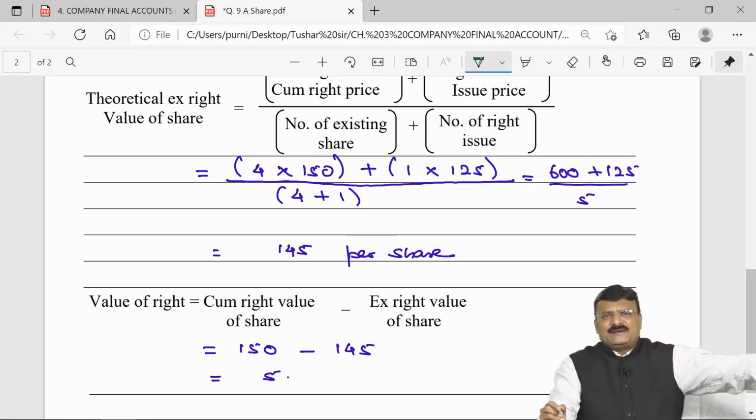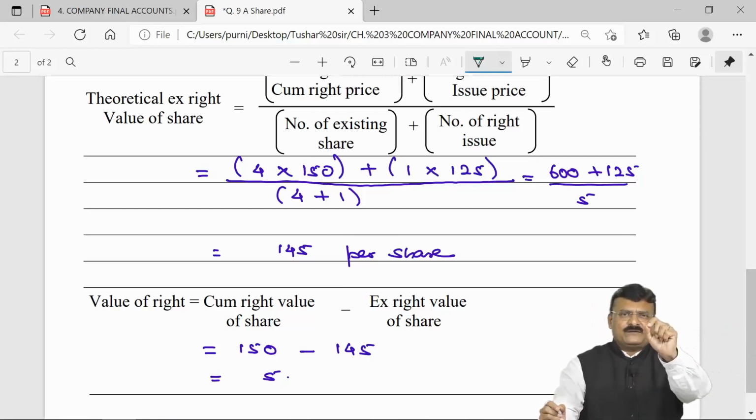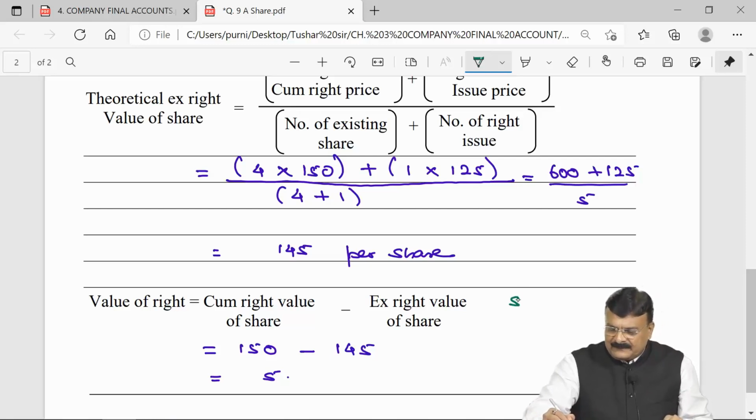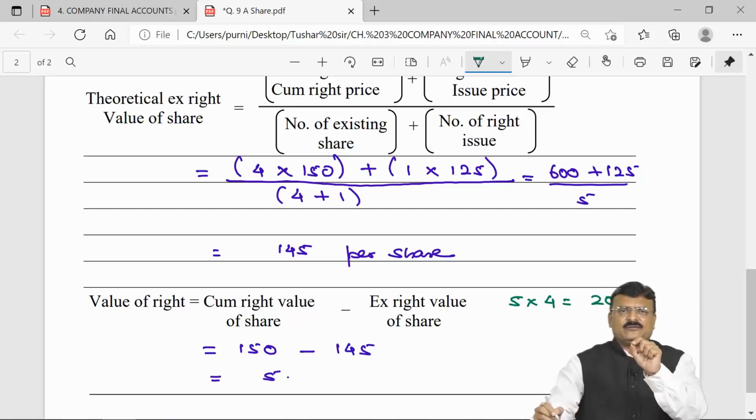If Mr. X is an outsider who is not a shareholder, and if he wants to purchase one share under this right offer, how can he purchase that? By how much payment will he get it? First of all, he is an outsider. So to get one share under right issue, he should have 4 entitlements with him. One entitlement is of 5 rupees. So the outsider has to pay 5 into 4. Mr. X has to pay the existing shareholder rupees 20 to get 4 entitlements from him.